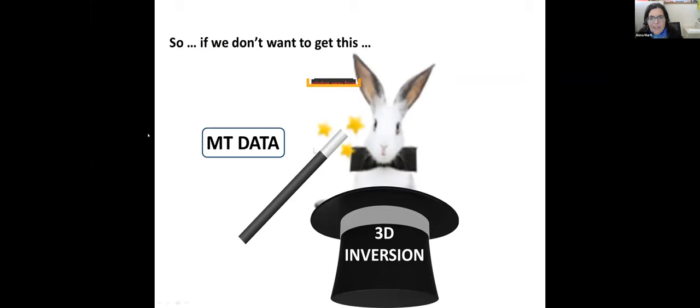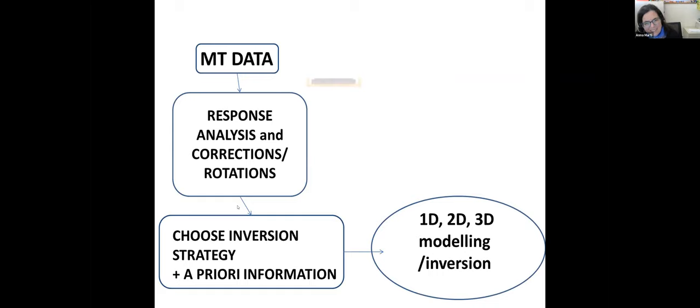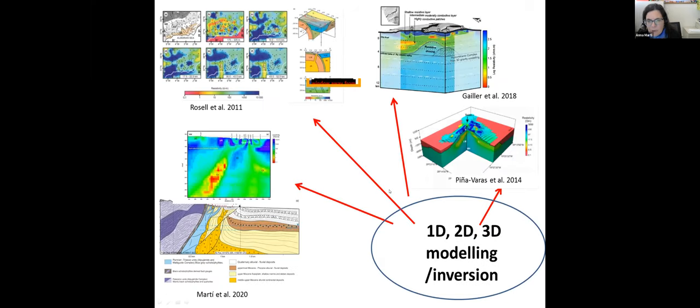So if we don't want to get this, that from the MT data we magically get the model out, we have to do a proper response analysis with the corrections and rotations, choose the inversion strategy and a priori information to put in your modeling or inversion code, that can be 1D, 2D, or 3D, and we'll get models that have a meaning and a plausible geological interpretation.